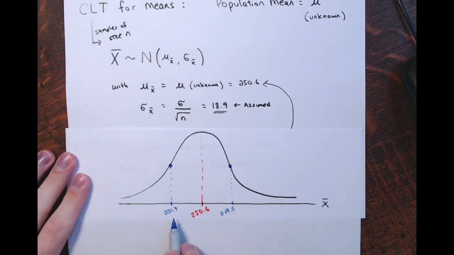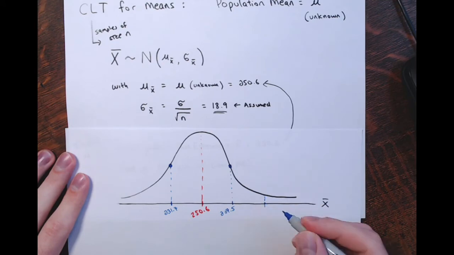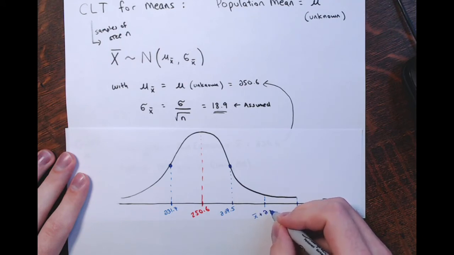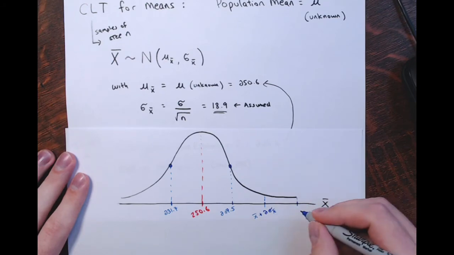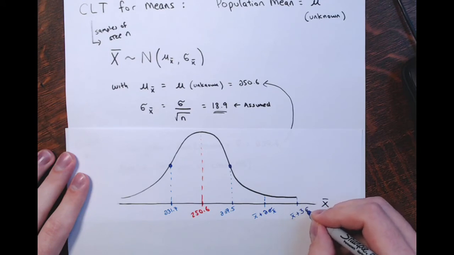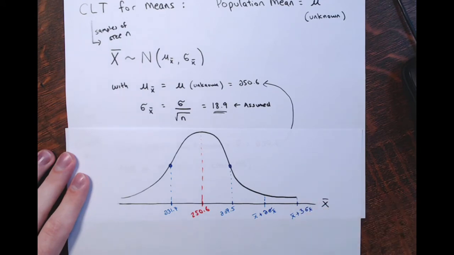Those are values 1 standard deviation above and 1 standard deviation below our guessed mean here, our point estimate. And then we would go 2 standard deviations above, and then 3 standard deviations above. All right, so I'm just going to write this. Here's our point estimate x bar plus 2 standard deviations, so 2 times sigma x bar. And then here's our point estimate x bar plus 3 sigma x bars, right, plus 3 standard deviations.